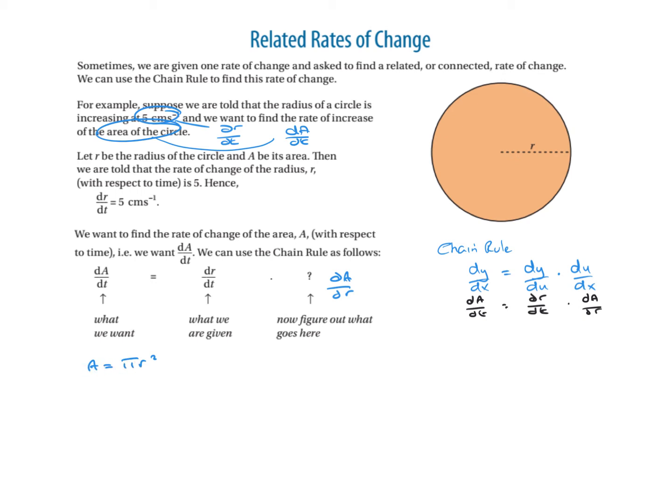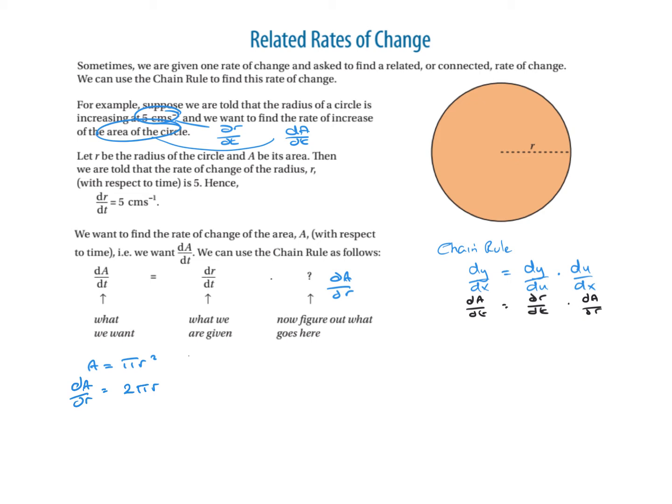Okay, so you can see there's only one variable here on the right hand side. So I'm going to take dA/dr, and that's just going to equal 2 pi r. Once I have everything I need, I can then start to combine it.